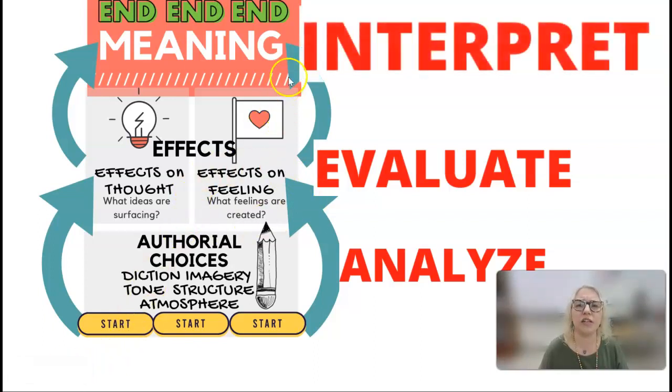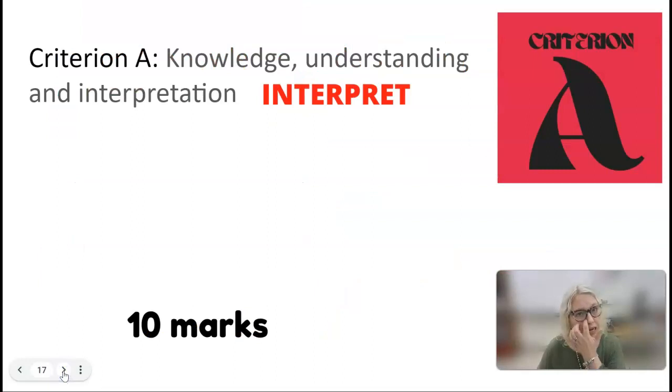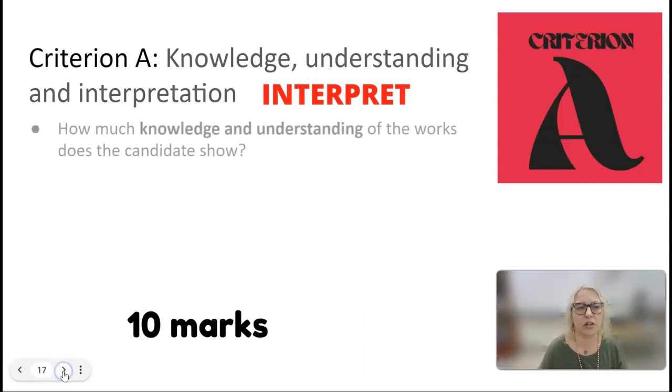And then finally, you're going to get to the interpretation. This is where you look at the meaning that is created through the use of these authorial choices and their effects on the reader. So criterion A is knowledge, understanding, and interpretation. This one is worth 10 marks.